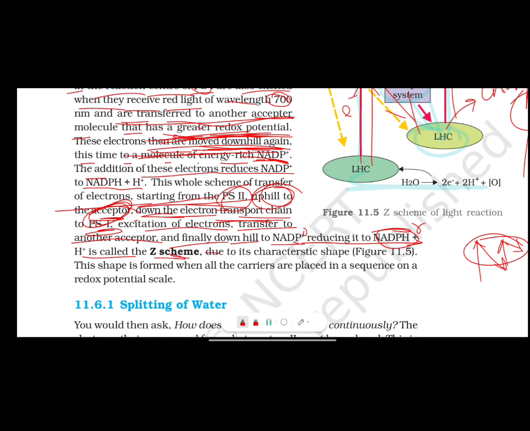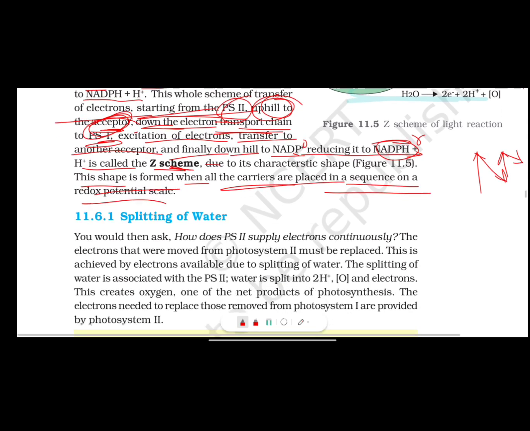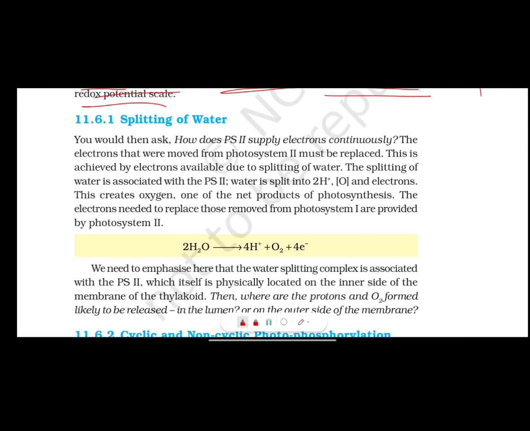It's called the Z scheme, due to its characteristic shape. How do we get this shape? We get this shape when all the electron carriers are placed in a sequence on a redox potential scale. We all need to know the splitting of water.